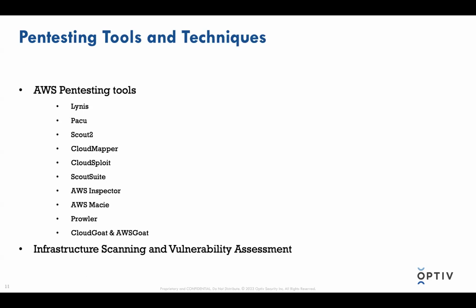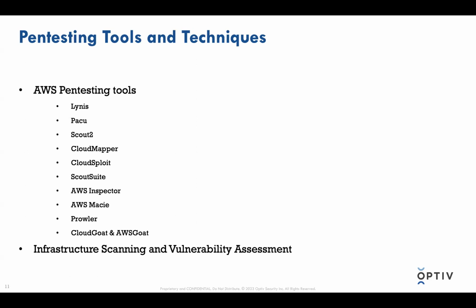In our pursuit of securing AWS cloud environments, it is essential to employ the right tools and techniques for effective penetration testing. Today, I will discuss the available AWS pen testing tools, the importance of infrastructure scanning and vulnerability assessments, and other techniques that enhance the overall testing process. Let's begin by exploring the range of AWS pen testing tools available to us. These tools are specifically designed to assess the security of our AWS cloud environments. We have a variety of options at our disposal, including both open source and commercial tools.